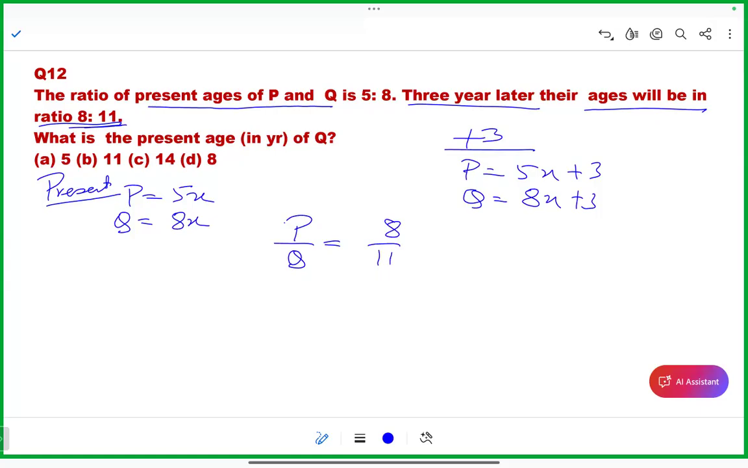So after 3 years, P is 5x plus 3 and Q is 8x plus 3, and the ratio equals 8 by 11. What is the present age of Q? So you have to find 8x.